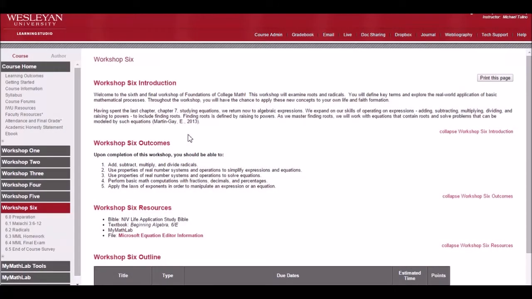Yeah, this is the introduction for Workshop 6. In Workshop 6, we're going to start to explore radicals. Now, in the previous workshops, we did all sorts of different things. We looked at quadratics, we looked at polynomials.